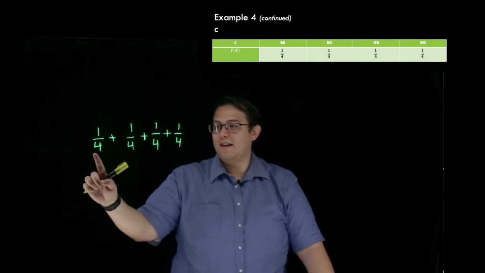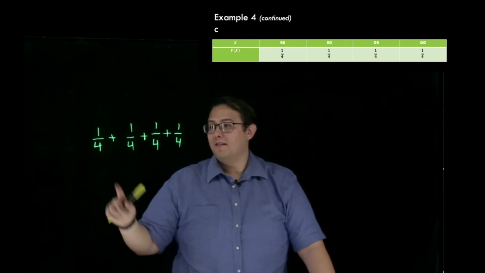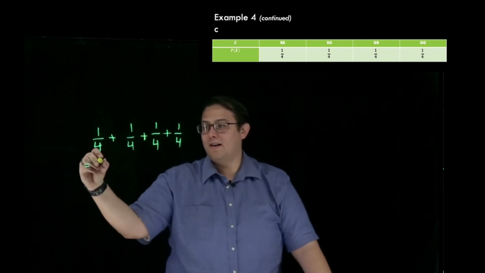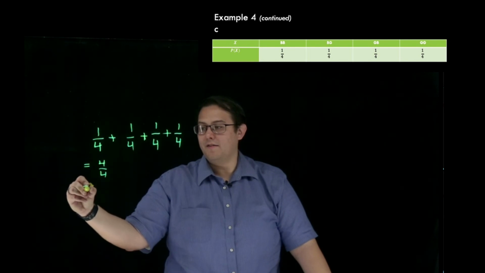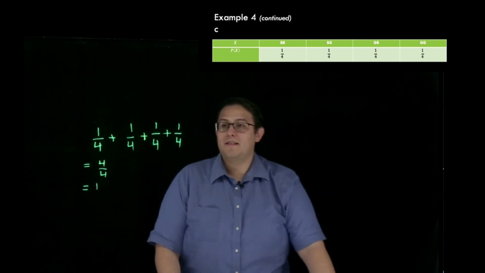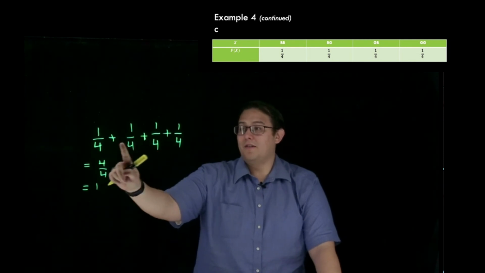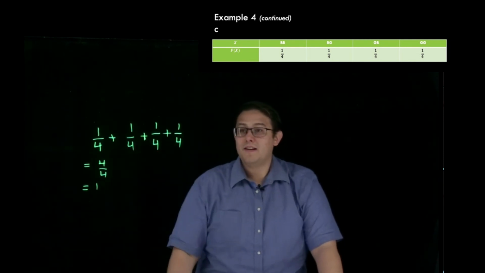So this is nice because all the denominators are the same, so you just have to add the numerators. So indeed you get 4 out of 4, which is 1. So this is indeed a probability distribution because all the probabilities are in between 0 and 1, and the sum of the probabilities gives you 1.